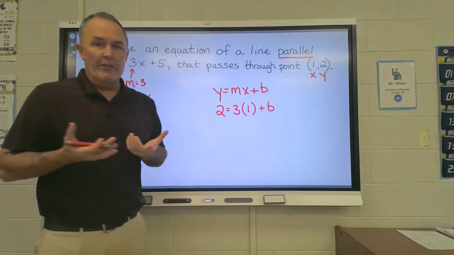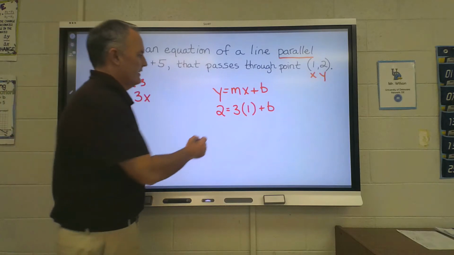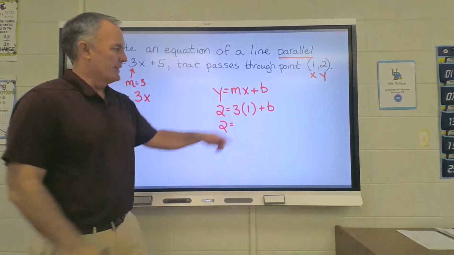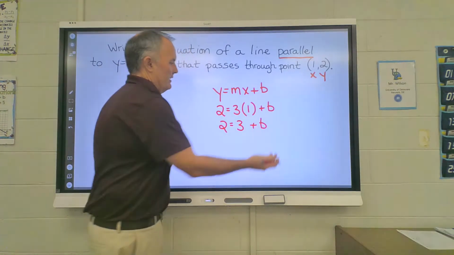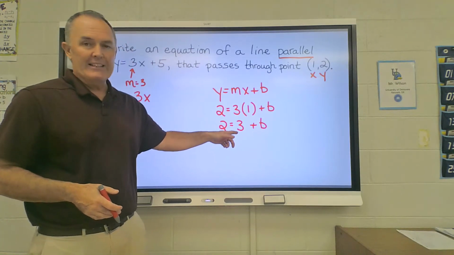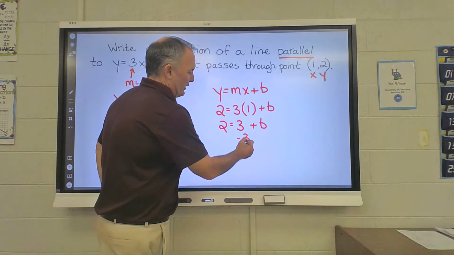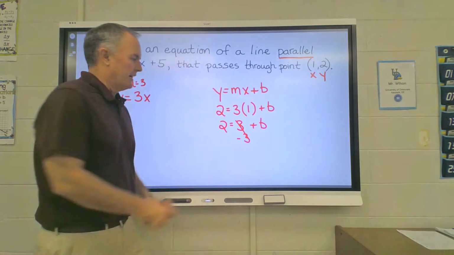All right, so we still got to follow the order of operations. So I got to multiply first before I add or subtract anything. So the 2 is not going to change. 3 times 1 is 3 plus b. So now we're down to a one-step algebra problem. If we have a positive 3, the opposite of adding 3 would be to subtract. So I'm going to take the 3 away from there. Whatever I did to one side, I have to do to the other side.